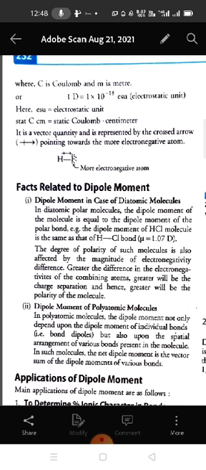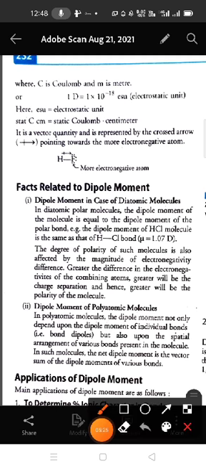Now the facts related to dipole moment. Dipole moment in case of diatomic molecules: in diatomic polar molecules, the dipole moment of the molecule is equal to the dipole moment of the polar bond. Example, HCl. The dipole moment of HCl is mu equal to 1.07 debye.